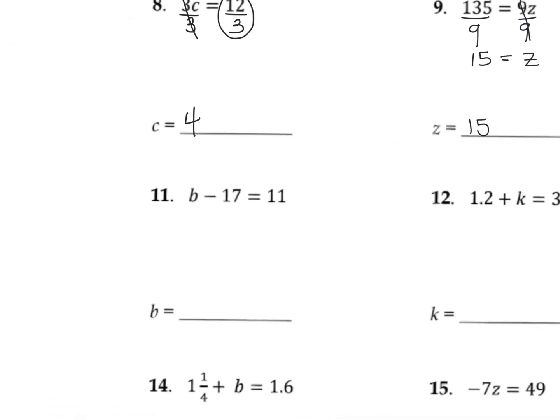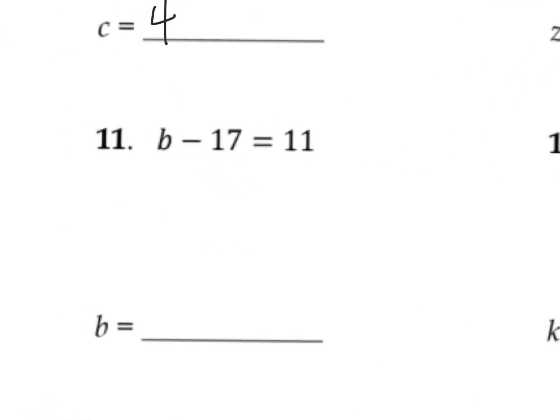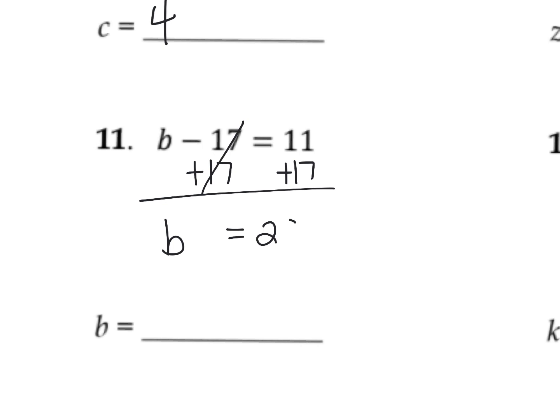On to number 11, we have b minus 17 equals 11. Our variable is being subtracted by 17, so we're going to do the opposite and add 17 to both sides. And I get b equals 11 plus 17, which is 28.